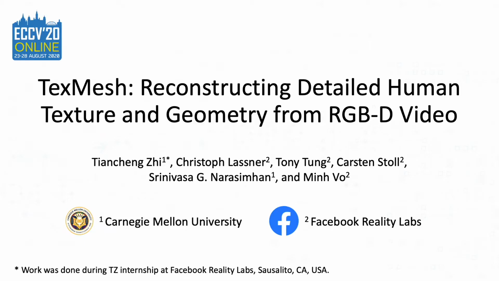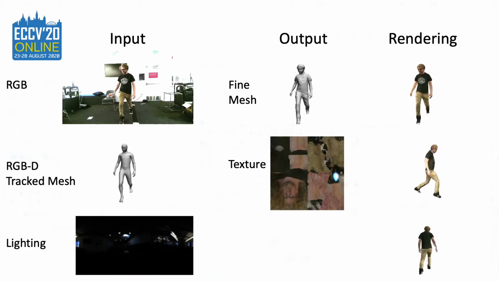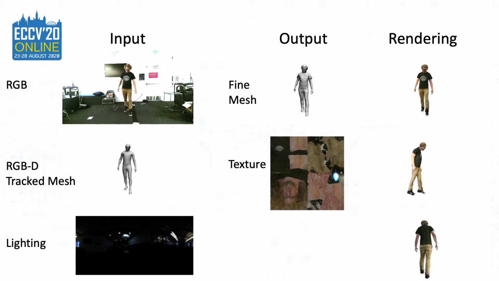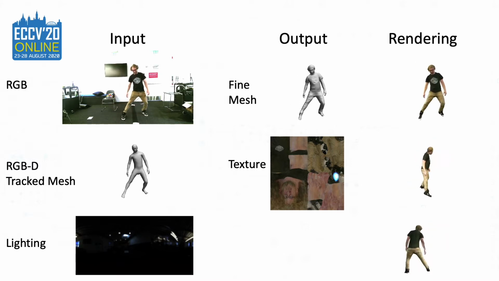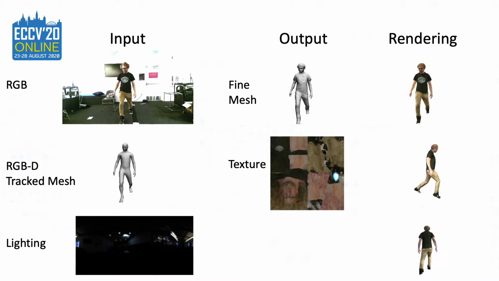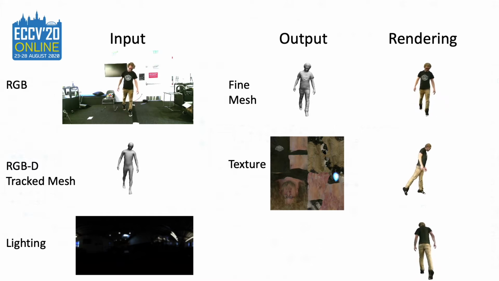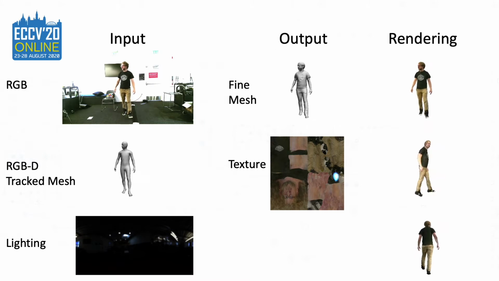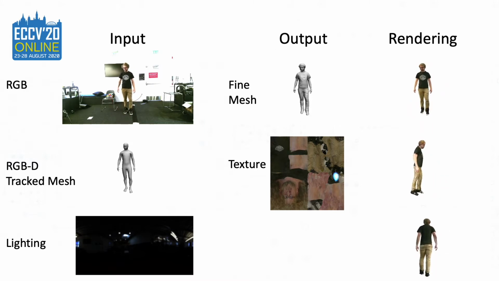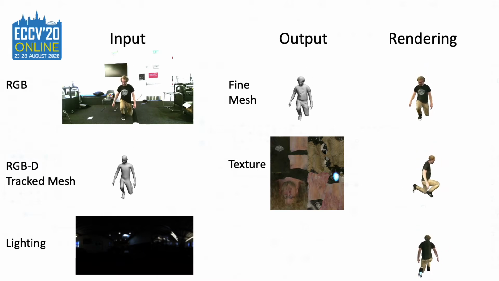We present TexMesh, a novel approach to reconstruct detailed human meshes with high-resolution full-body texture from RGB-D video, enabling high-quality free viewpoint rendering. Our model takes an RGB video, a corresponding environment map, and a per-frame coarse mesh as inputs, and produces a per-frame fine mesh and a high-resolution texture shared across the whole video. The coarse mesh is a parametric human model obtained by 3D tracking from an RGB-D camera. Depth is used only for creating the coarse mesh.